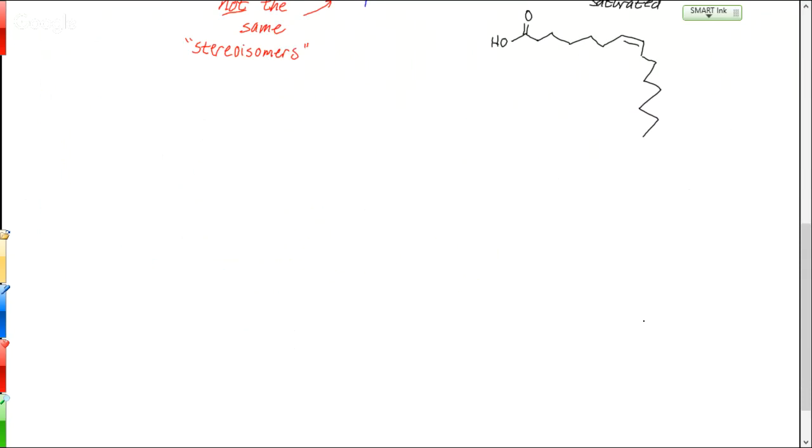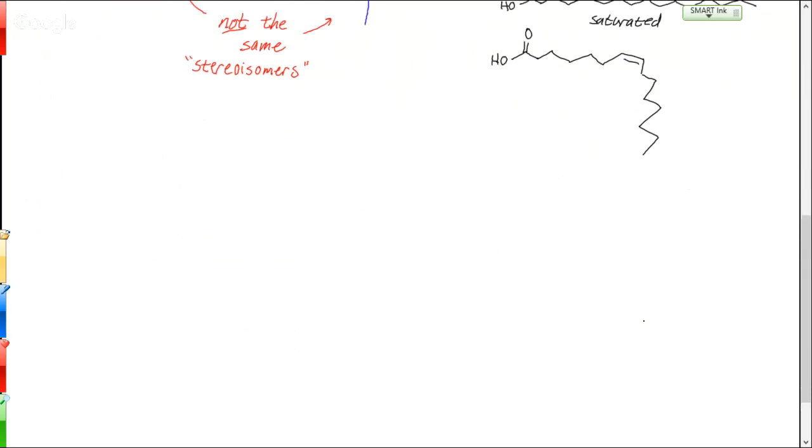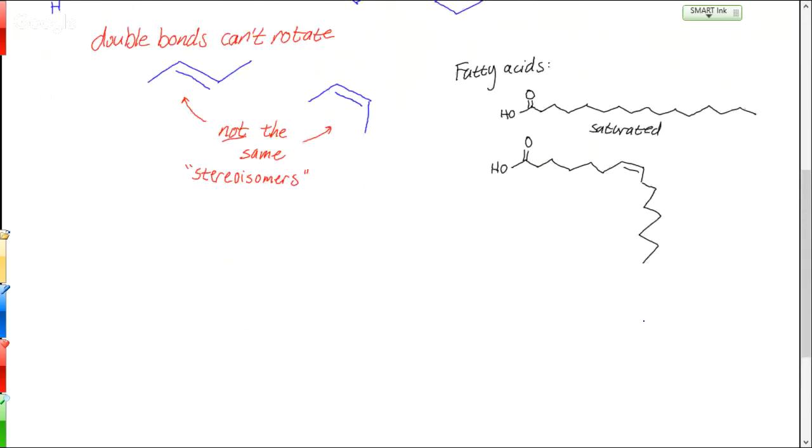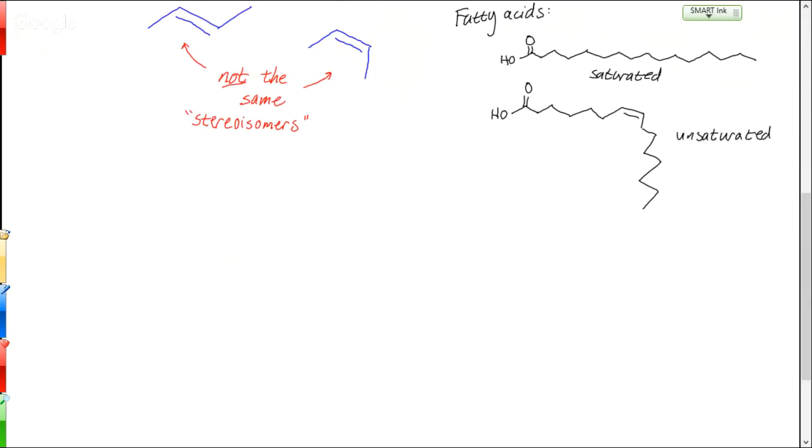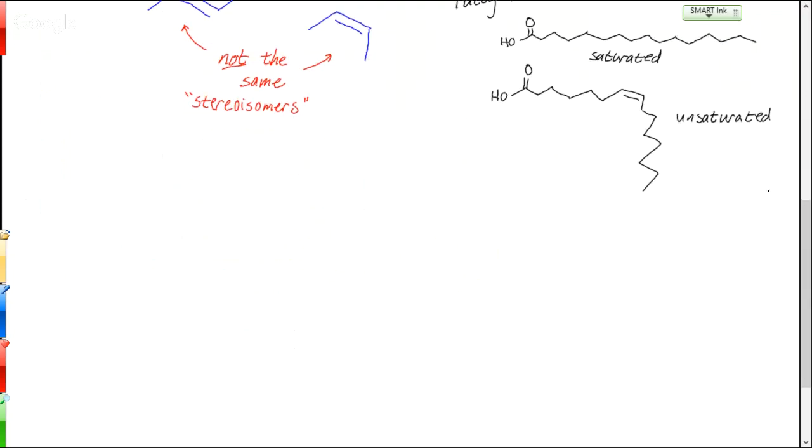If those aren't the same, they're called stereoisomers. So I should write that also here. We'll get into more of those details about the fats. We have a whole chapter about it coming up.